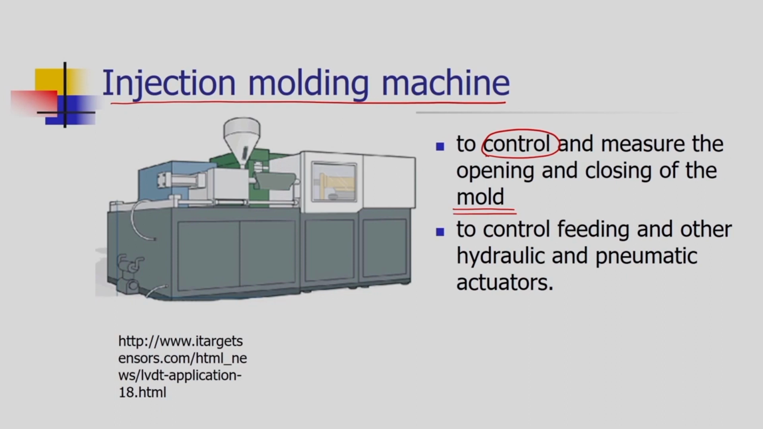In addition to the injection molding operation, to control the feeding and the other hydraulic and pneumatic actuators, the LVDT sensors are also used for feeding mechanisms and hydraulic pneumatic actuation. We will be looking at hydraulic and pneumatic actuation in detail in the later modules of this course.